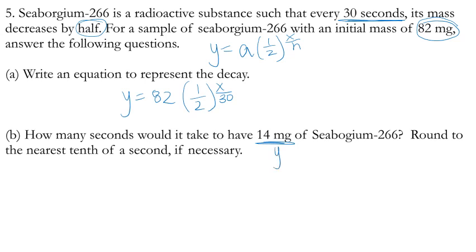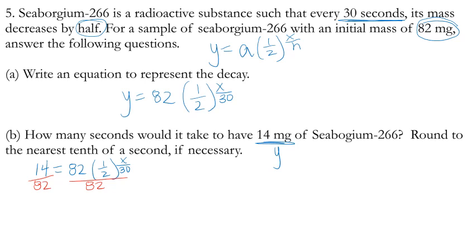Remember, x is kind of representing the time here. So I am going to go ahead and plug that in. I'd have 14 is equal to 82 times 1/2 to the x divided by 30. So our goal is to solve for x, which is part of the exponent. So let's go ahead and isolate that exponential part first. I'm going to divide everything by 82.